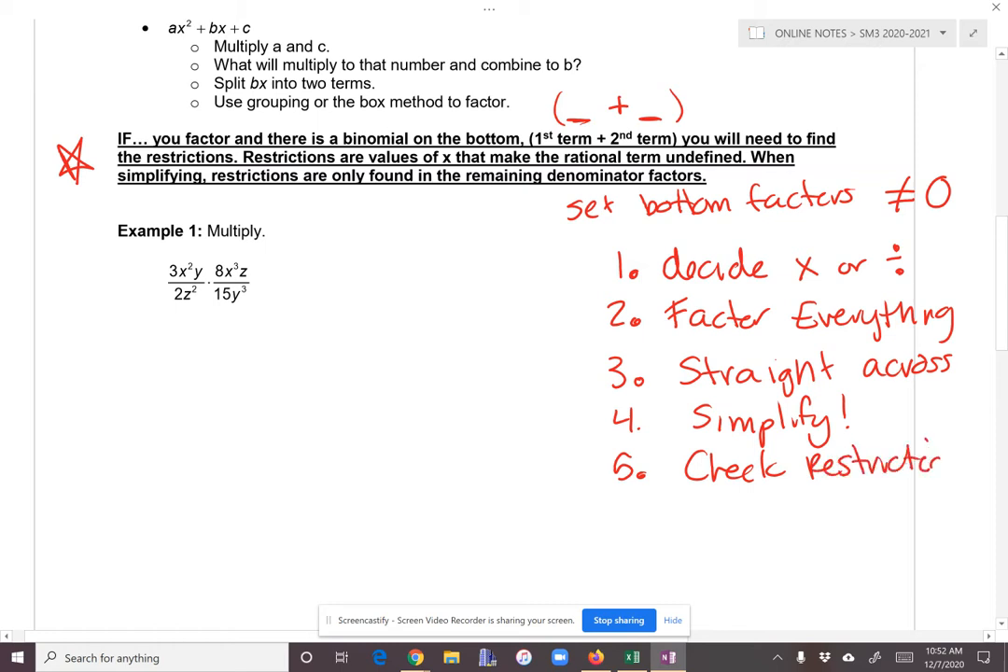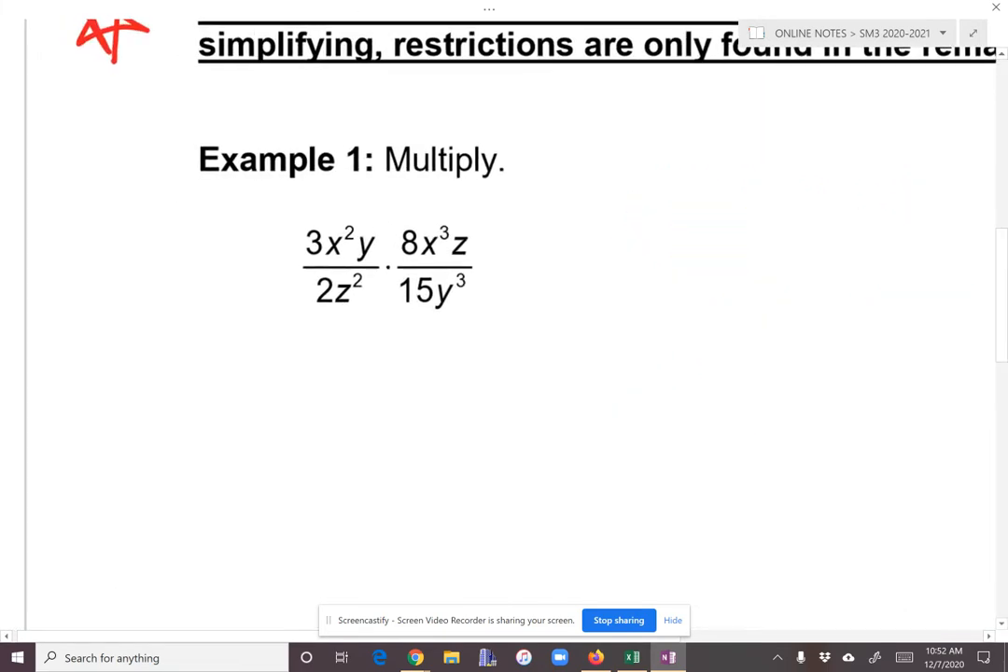On this assignment specifically, restrictions are going to be at the very, very end. But in the future, we're going to have restrictions when we're solving at the beginning, but just focus on that. So first thing, we're multiplying.